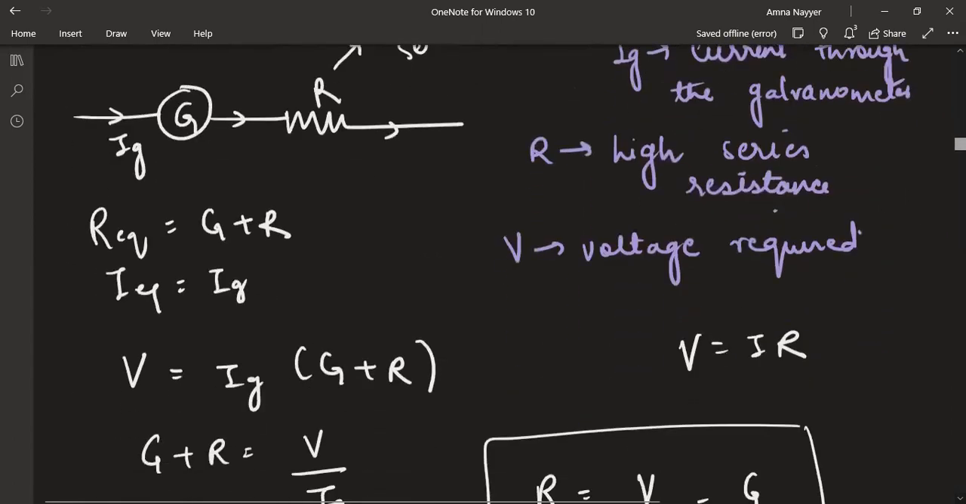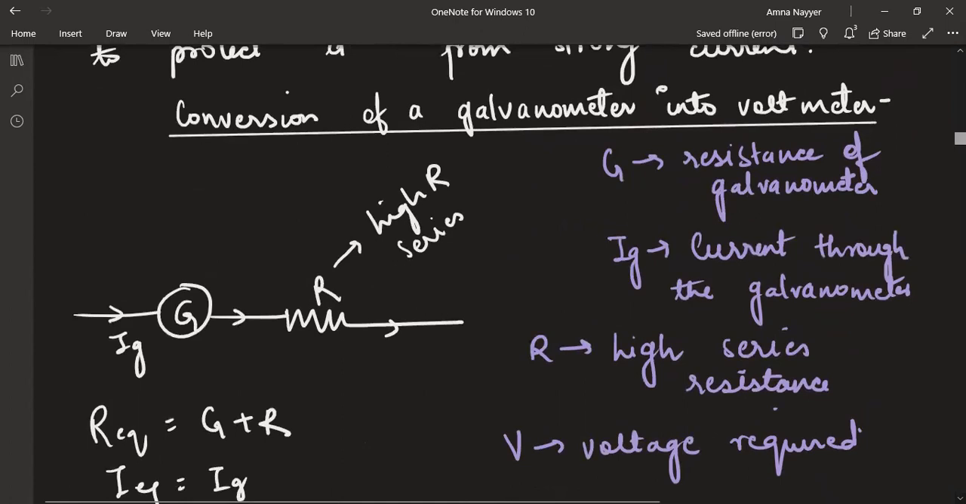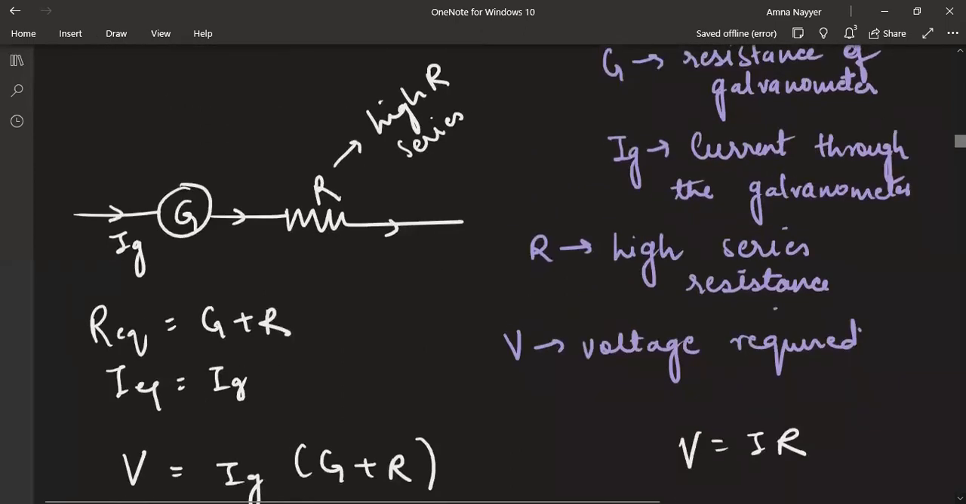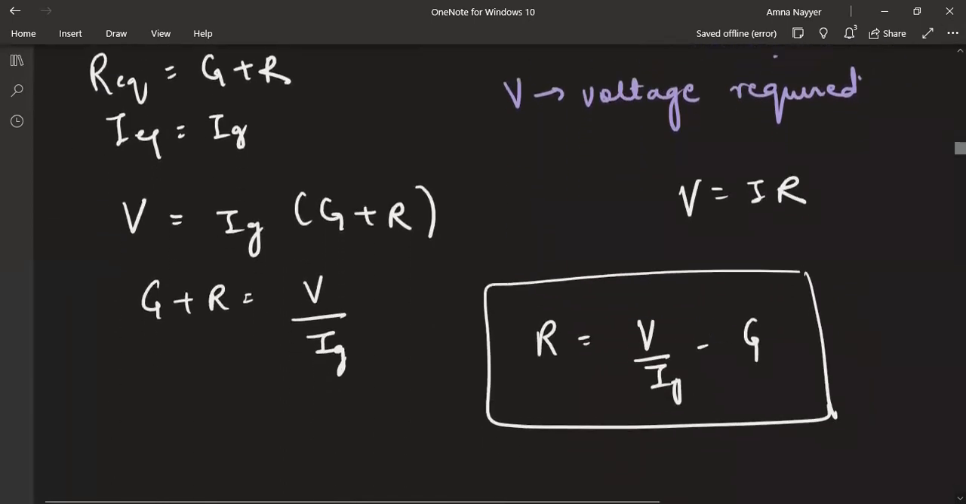Fine. Now conversion of galvanometer into voltmeter. Now here you have to connect a high resistance resistor in series along with the galvanometer, where you will get the final answer of the resistance of this high valued resistor as V divided by Ig minus capital G. Here V is the voltage, Ig is the current across the galvanometer, and G, capital G, is the resistance of the galvanometer.